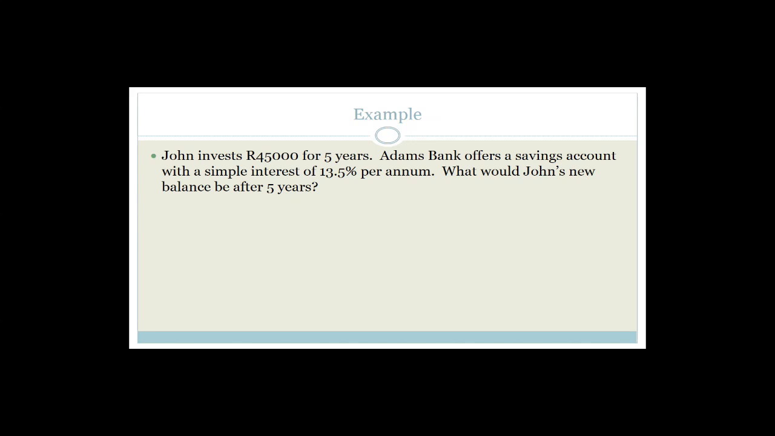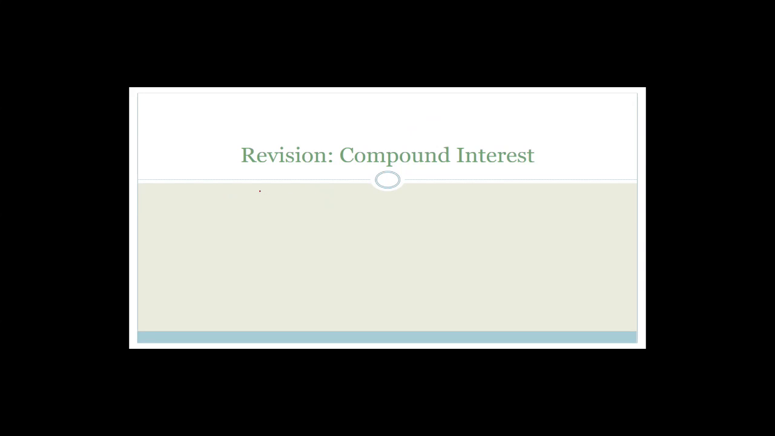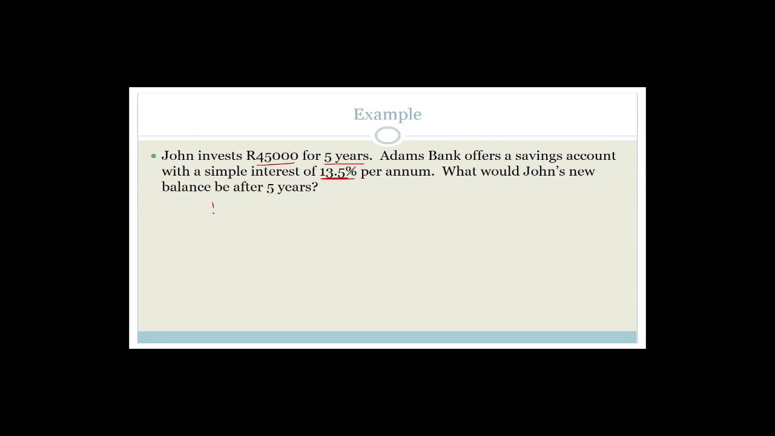So a basic example, John invests 45,000 Rand for 5 years. Adams Bank offers a savings account with a simple interest of 13.5% per annum. What would John's new balance be after 5 years? Okay, so we know that A is equal to P times 1 plus IN.